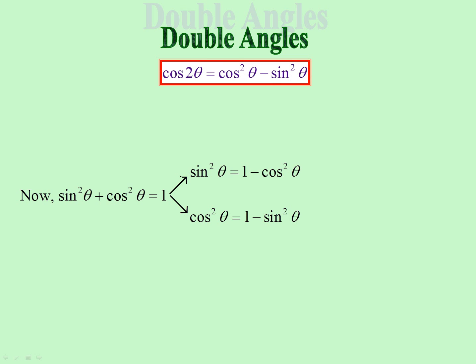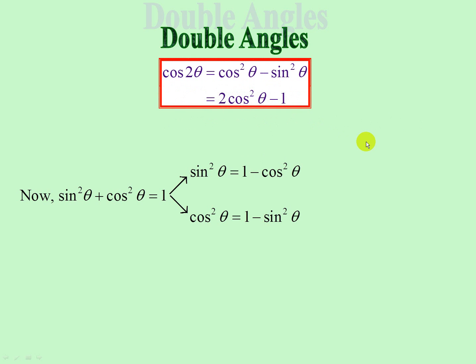So the first one, I'm going to take sine squared, and I'm going to write 1 minus cos squared instead. So there we are. There's our double angle formula. Now I'm going to take that 1 minus cos squared, and slot it in instead of the sine squared. Now if you simplify that, minus 1 plus cos squared, we're going to end up with 2 cos squared minus 1. So there is our second double angle formula for cos.